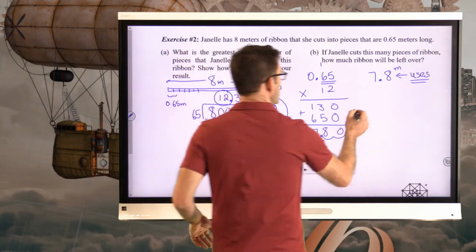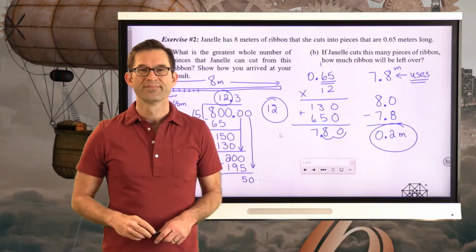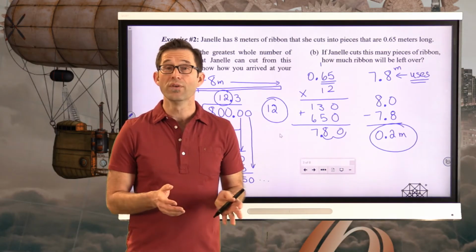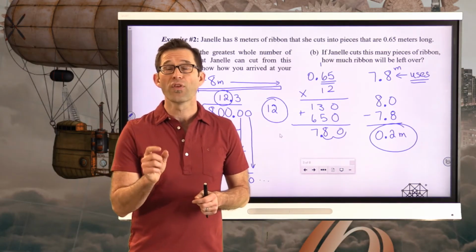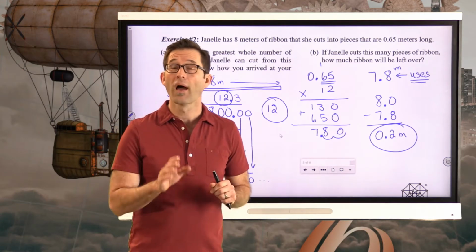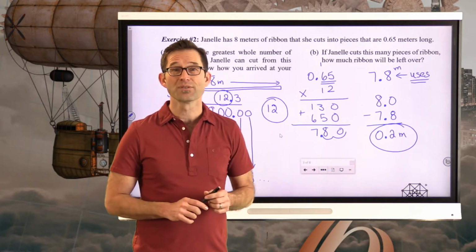You can probably do it in your head, but if not, it's pretty easy to just do 8.0 minus 7.8, and we get 0.2 meters of ribbon left over. All right? So it's a great example of both where we use division to figure out how many of these things fit into that thing, and then also both multiplication and subtraction of decimals.